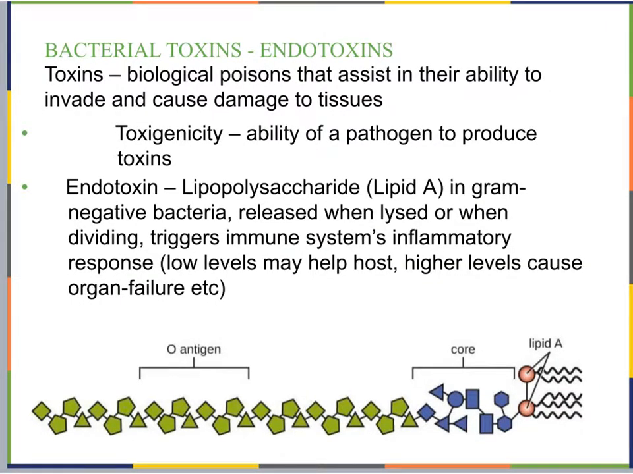So then we can talk about our bacterial toxins, and we haven't really spoken much about our endotoxins. Toxins, again, are biological poisons. They assist the pathogen in its ability to invade, and then they cause damage to tissues. So we have a term here, toxigenicity. This is the ability of a pathogen to produce toxins, just like pathogenicity is the ability to cause disease. And then there are different levels of that, so different severities.